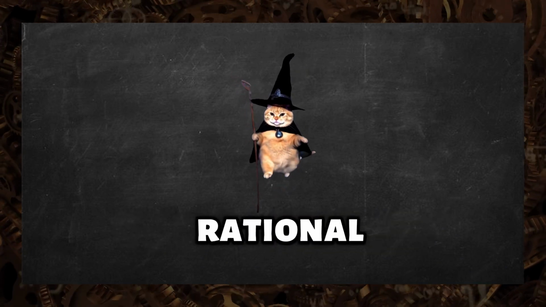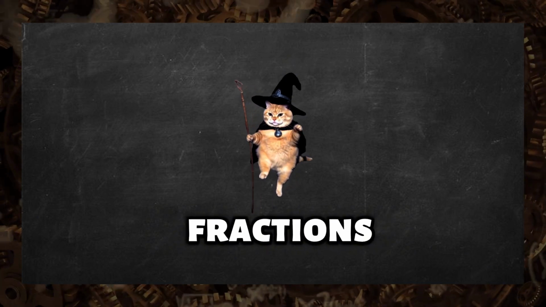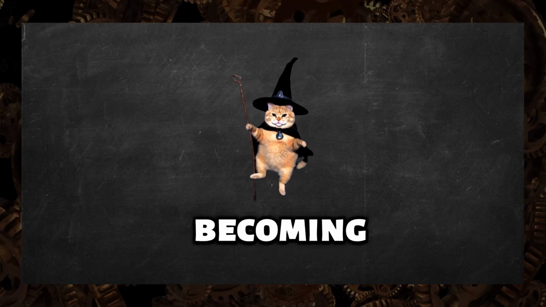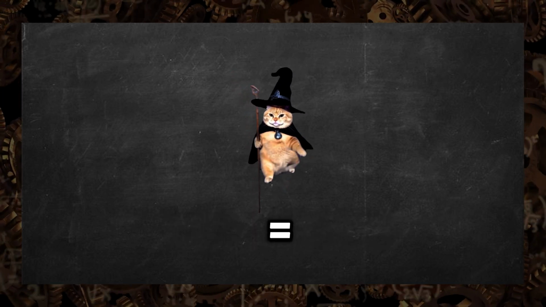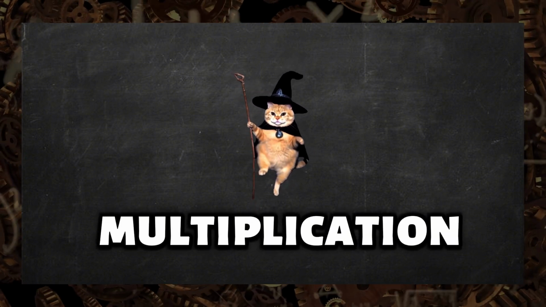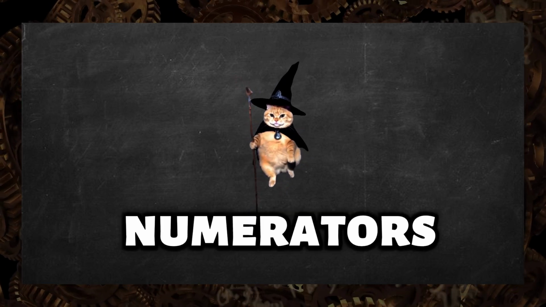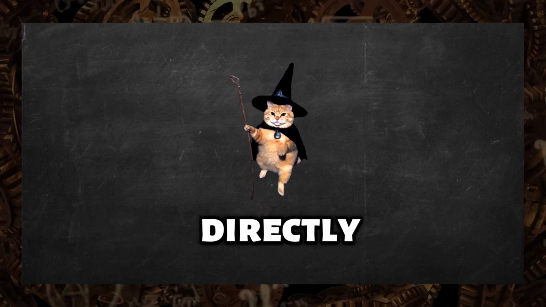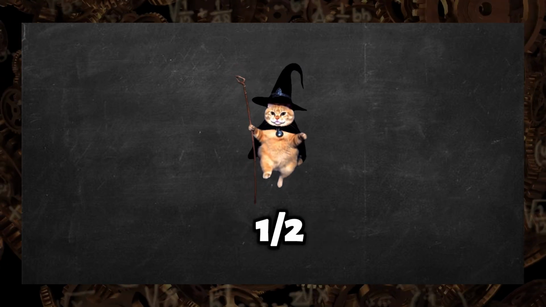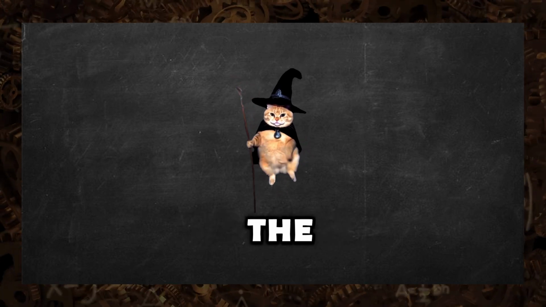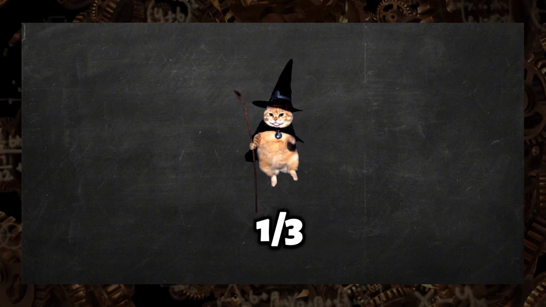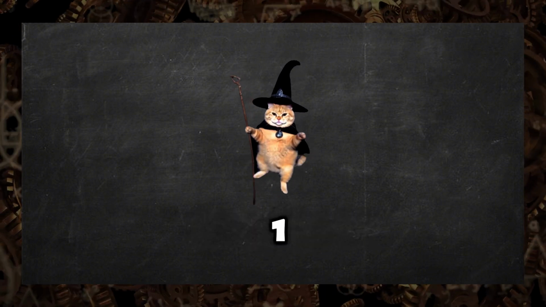Properties extend to rational numbers, where addition of fractions requires common denominators, such as 1/2 plus 1/3 becoming 3/6 plus 2/6 equals 5/6. Subtraction follows similarly, while multiplication of fractions multiplies numerators and denominators directly, like 2/3 times 3/4 equals 6/12 or 1/2. Division inverts the second fraction and multiplies, as 1/2 divided by 1/3 becomes 1/2 times 3/1 equals 3/2.